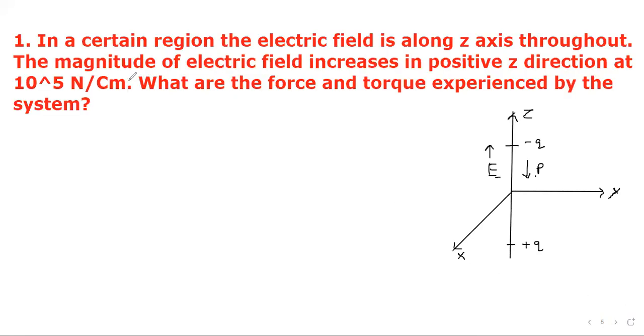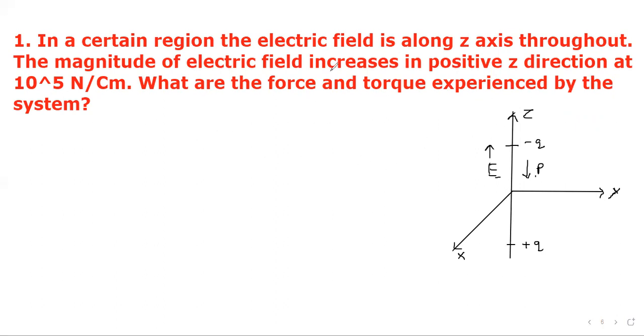Now consider one question. In a certain region, the electric field is along the z-axis throughout. The magnitude of the electric field increases in the positive z direction at the rate of 10 power 5 newton per coulomb per meter. What are the force and torque experienced by the system? So let's consider the system.